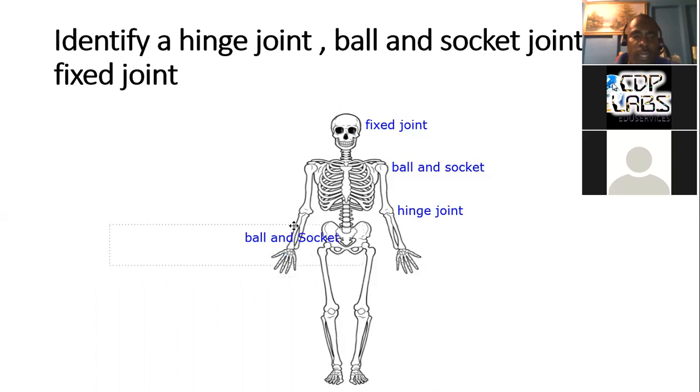Good. All right, I want you now to identify the joint found right where the patella is. What type of joint is right there? Hinge joint. Okay, that's the hinge joint. Very good.